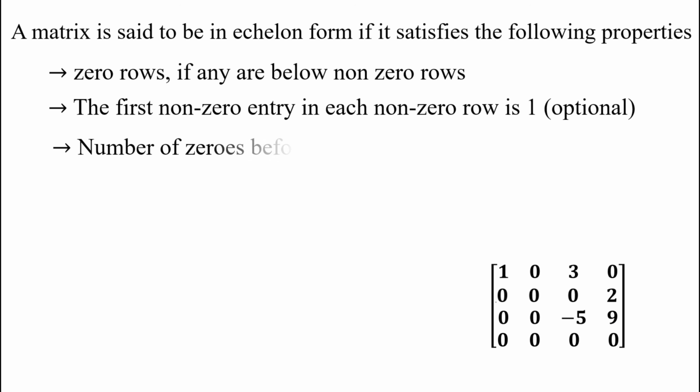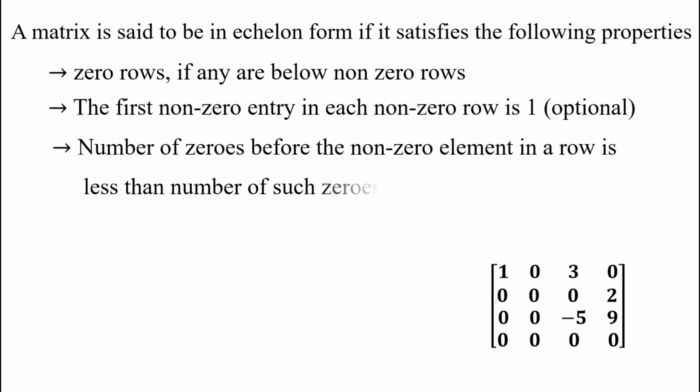Number of zeros before the non-zero element in a row is less than the number of such zeros in the next row. R2 has 3 zeros before a non-zero element and R3 has 2 zeros before a non-zero element. So R2 and R3 are interchanged.